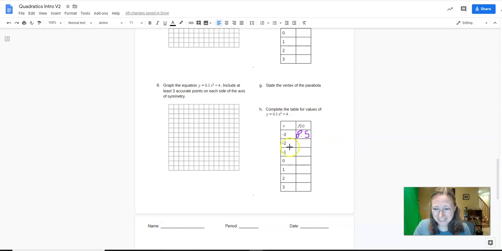Okay, does that make sense? And then -2 squared is +4. Half of +4 is +2. And then +2 plus 4 is 6. Okay, so work your way down the table, fill that one out, and we'll come back in a moment and look at the graph and analyze where the vertex ended up being.